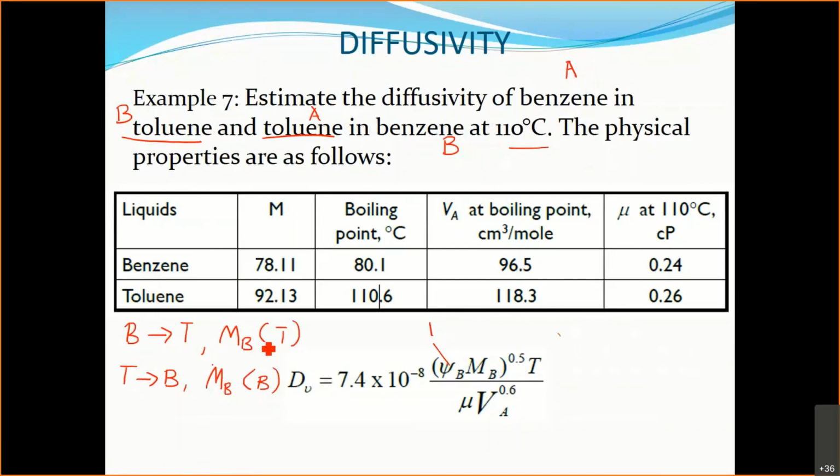And then temperature and viscosity, you already know. So you can calculate this value and find the value of the diffusion coefficient. So please go back and try to solve this question, whether you can get the value of diffusion coefficient of benzene in toluene and toluene in benzene at 110 degrees Celsius.